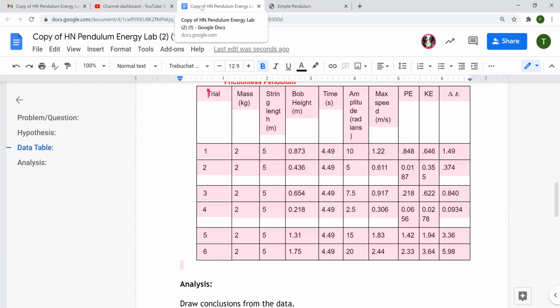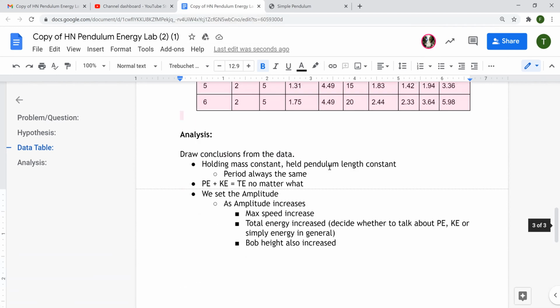All right. So I put the data table into another one. All right. Analysis. Please scroll down to the analysis real quick for me, please. You want me to scroll down? Yes, please. Okay. I'm going to draw this down on a different document. All right. So while holding mass.